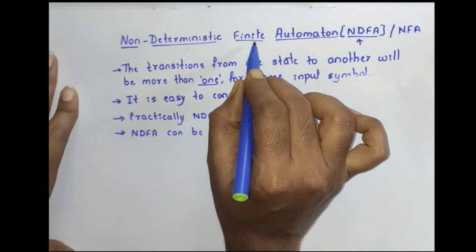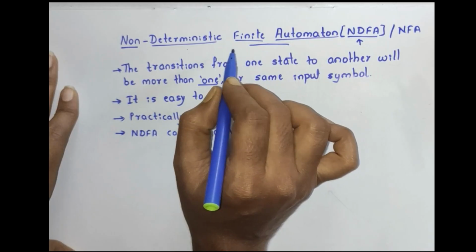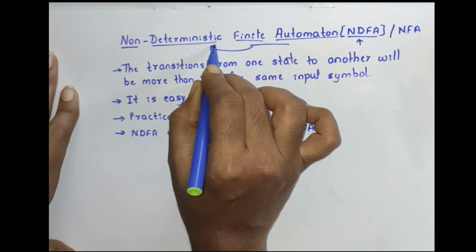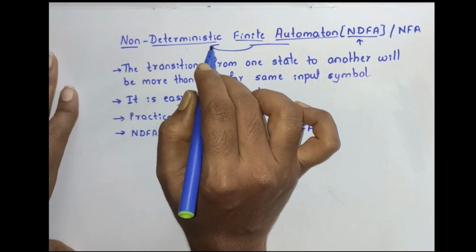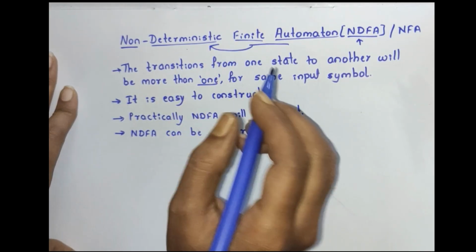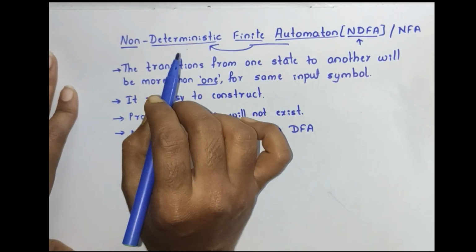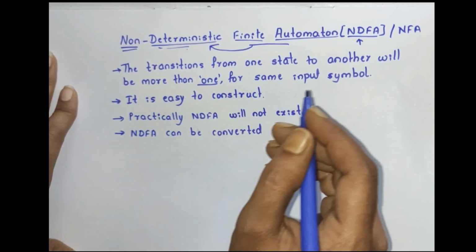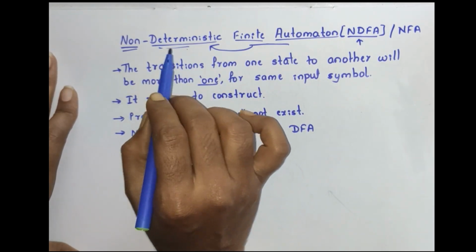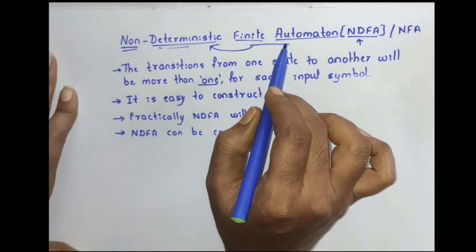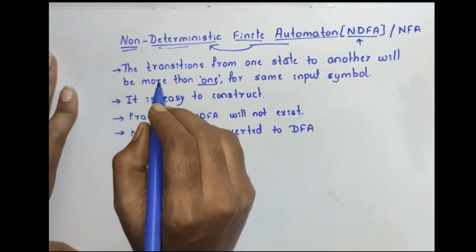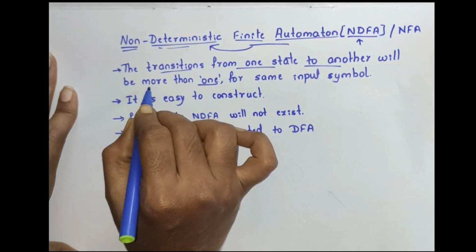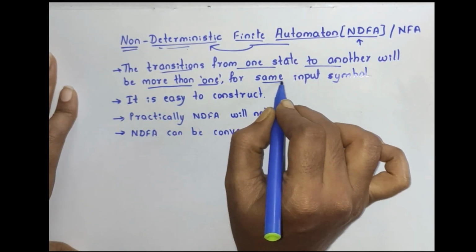So here, it is a finite automaton which is not fixed, or where we can't easily determine the next step, or we get confused. Because of that it is non-deterministic, because we cannot determine the next step from one state to another state. So why will we be stuck in this NFA or NDFA? Because the transitions from one state to another state will be more than one for the same input symbol.